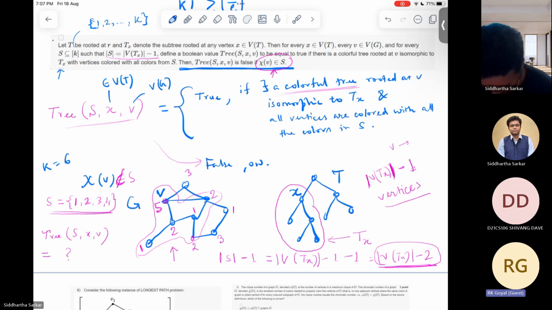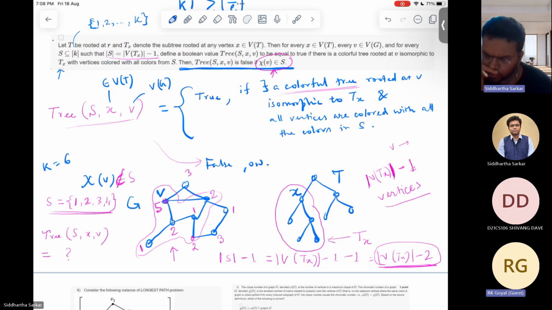Correct. And K minus 1 vertices are there in the V of Tx. Does this mean that if we have picked K number of colors, then there has to be K minus 1 vertices in the tree Tx? I mean, what this equality indicates is that the mod of S is equal to the mod of V of Tx minus 1. This is very difficult to understand.